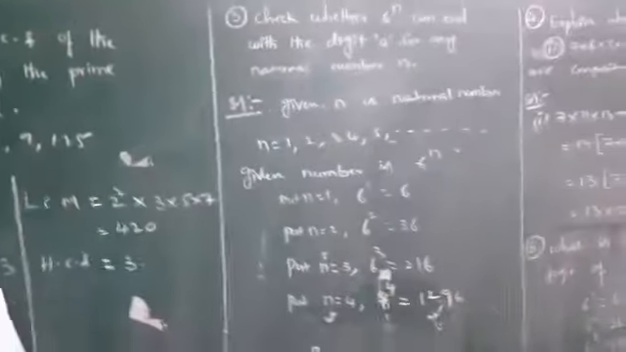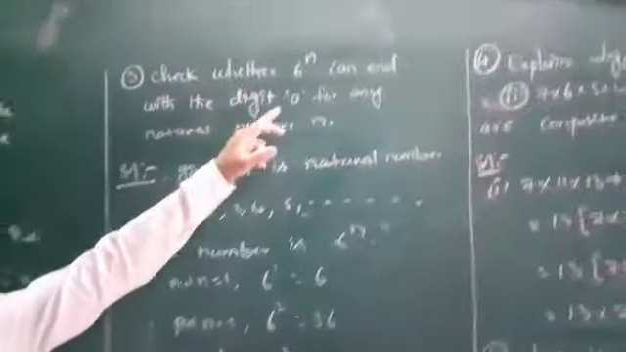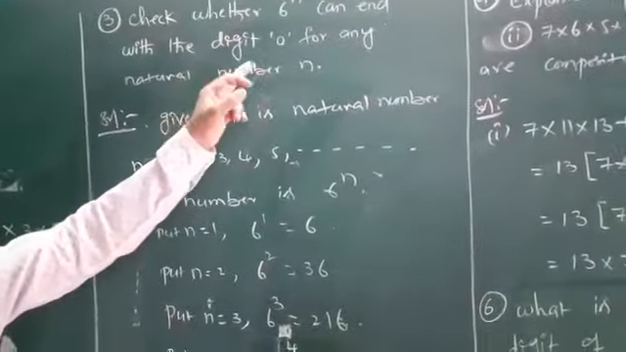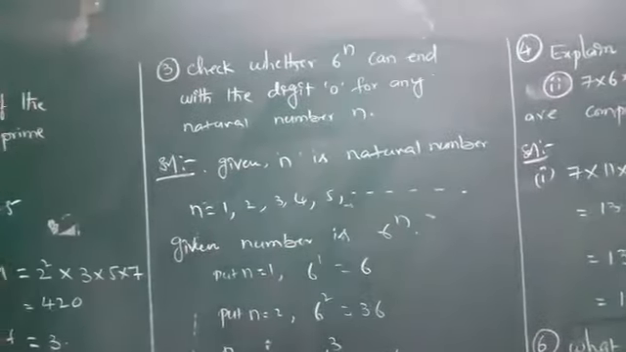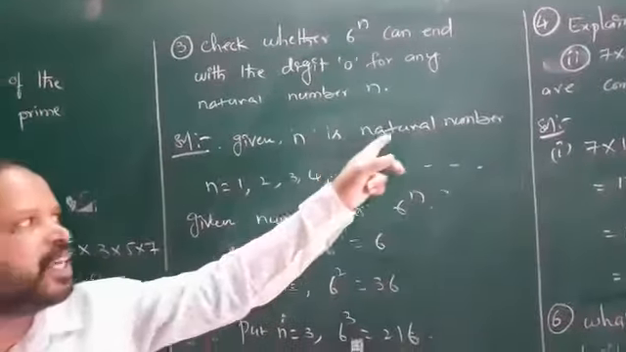Next, third problem, see. Check whether 6 power n can end with the digit 0 for any natural number n. So now you have to check. Here n is given as a natural number.